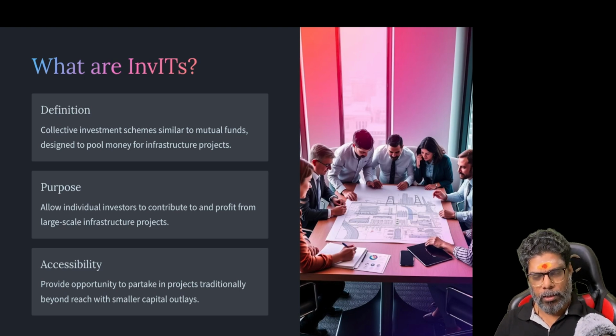And the main thing is, as I mentioned, you can access projects which cannot be handled by normal people. You can be a part of bigger projects. So that is the main goal of InvITs.